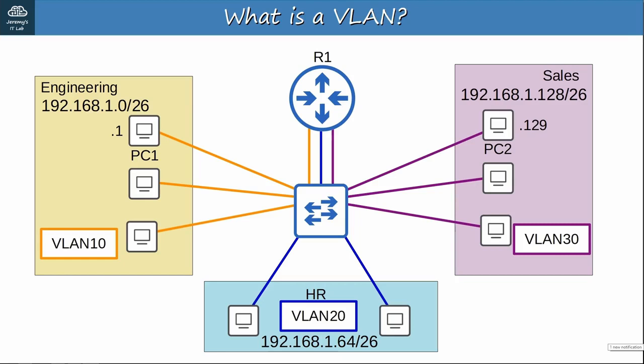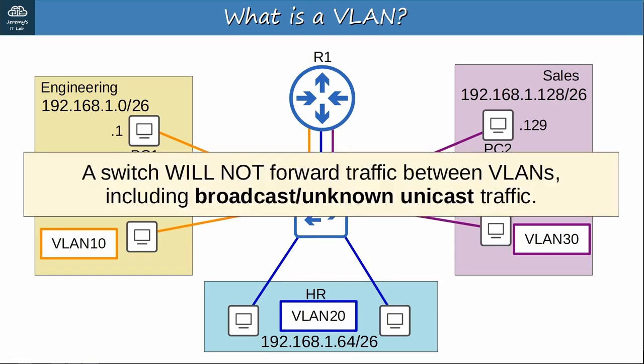We configure them on the switch. More specifically, on the switch interfaces. You configure the switch interface to be in a specific VLAN, and then the end host connected to that interface is part of that VLAN. The switch will consider each VLAN as a separate LAN, and will not forward traffic between VLANs, including broadcast or unknown unicast traffic.